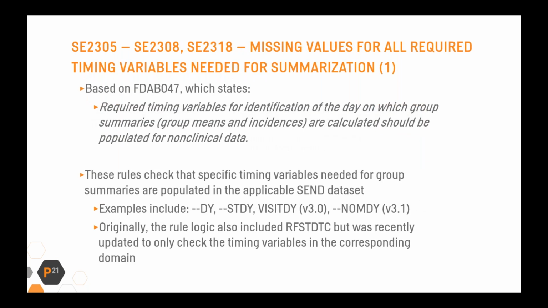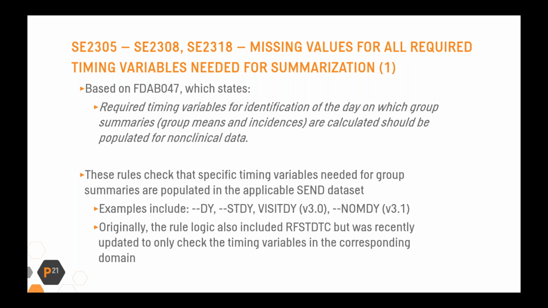The next set of changes, SE2305 through SE2308. We also created a new rule, SE2318, missing values for all required timing variables needed for summarization. This is based on FDA Business Rule 47 that says required timing variables for identification of the day on which group summaries, group means, and incidences are calculated should be populated for non-clinical data. So these rules check that specific timing variables needed for group summaries are populated in the applicable SEND data set.